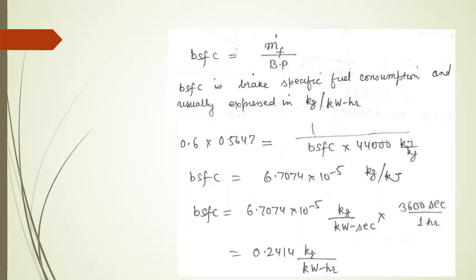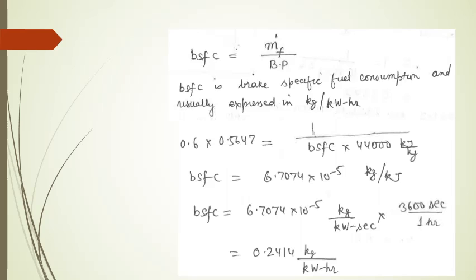So whatever unit the calorific value is having, BSFC is going to have the reciprocal of that. Means since calorific value is having the unit of kilojoule per kg, BSFC ought to have the unit kg per kilojoule in order to have the denominator unitless. Okay, so that is why we have got the unit of BSFC as kg per kilojoule. I think that must be clear now.